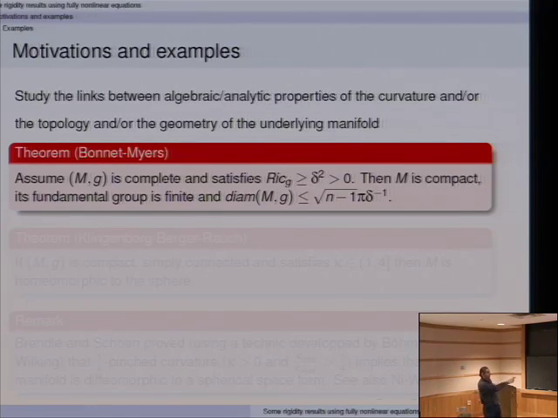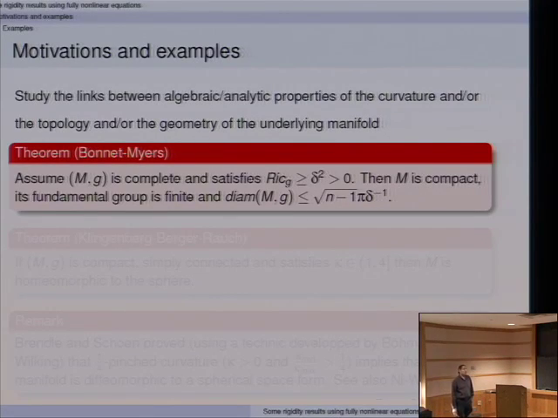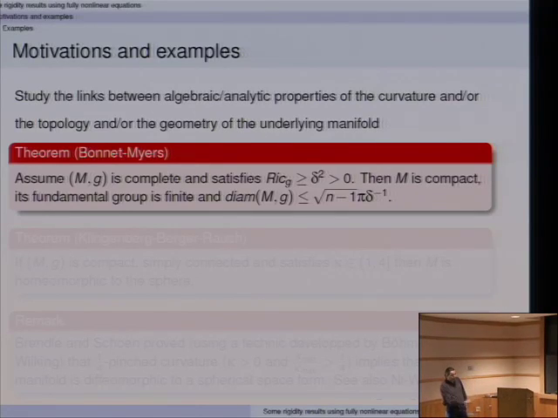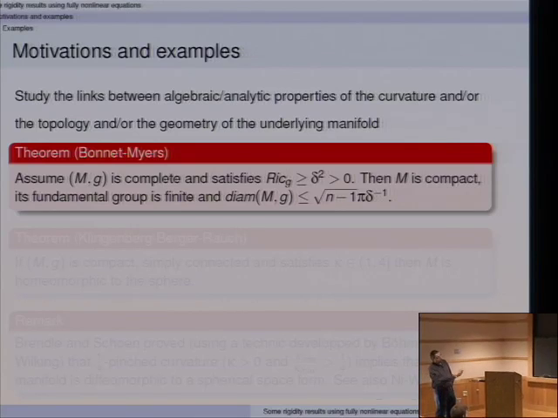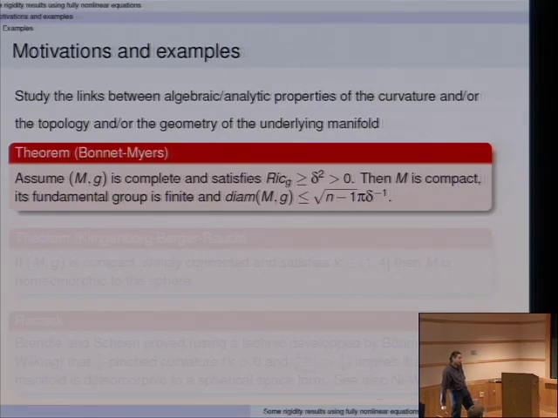So if you take a complete manifold, you assume that the dimension is greater than 3, and you assume that you have a positive lower bound on the Ricci curvature, then your manifold is a compact one. You also know that the fundamental group is finite, and you also have a bound on the diameter of your manifold.